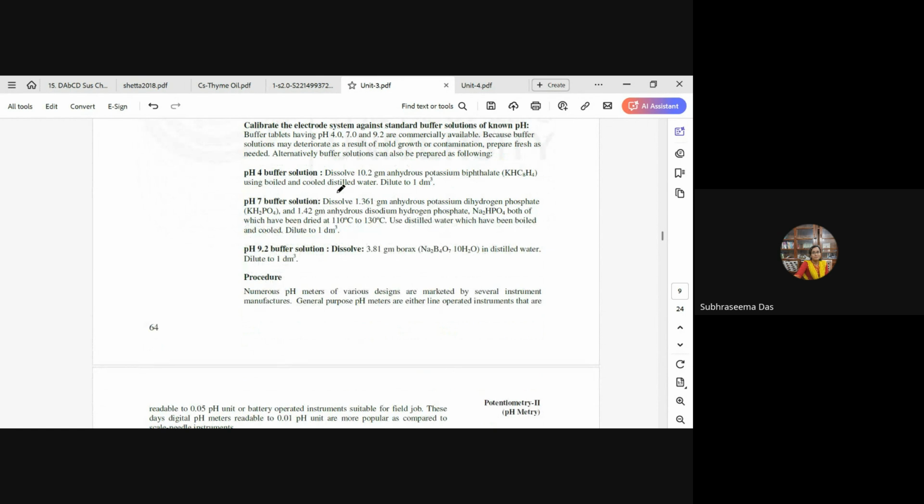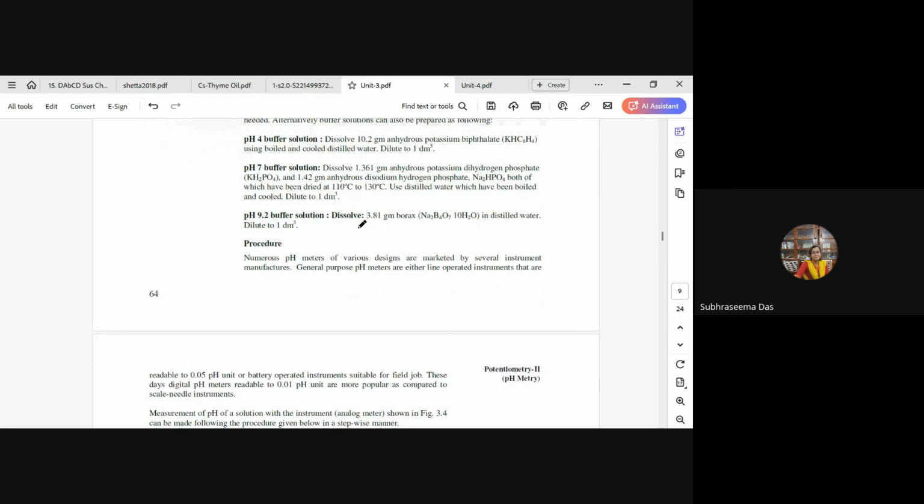Then pH 7 buffer is prepared. To prepare it, we will take 1.361 grams of anhydrous potassium dihydrogen phosphate and 1.4 grams of anhydrous disodium hydrogen phosphate, and then dilute it to 100 ml. This gives a pH of 7. Then to prepare pH 9.2 buffer solution, we will dissolve borax in distilled water. If we are unable to prepare these buffer solutions, commercially available buffer tablets can be bought directly and diluted as per the instructions in the manual.